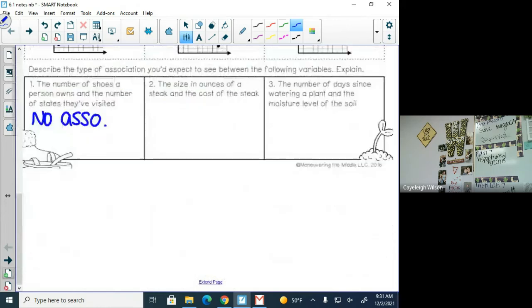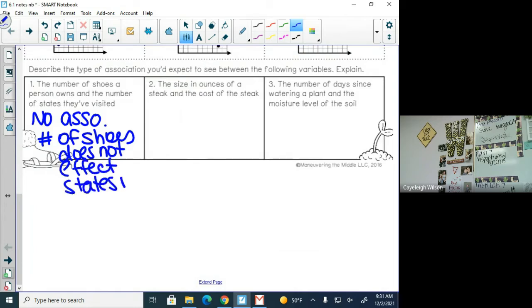Alright. So no association: the number of shoes does not affect states visited. It does ask you to describe, so that's why I'm writing a description there.